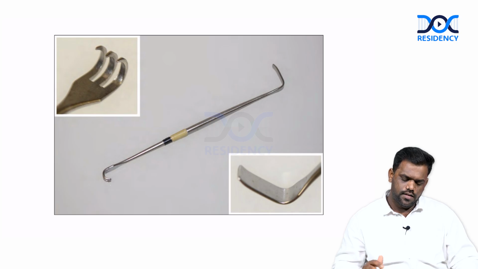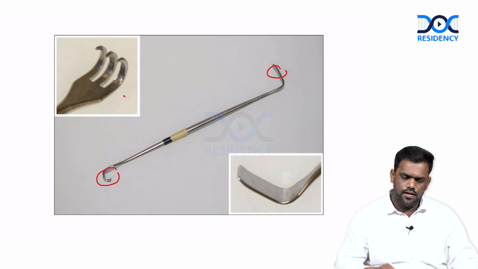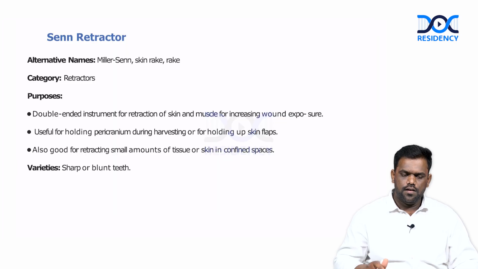Next, this retractor you see, one edge has serrated edges and the other is a blunt type. One is serrated, another is blunt type. So it's called a Senn retractor.